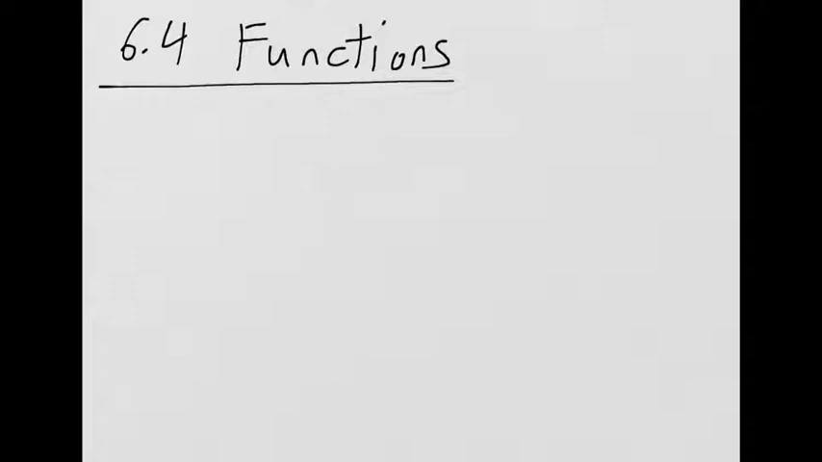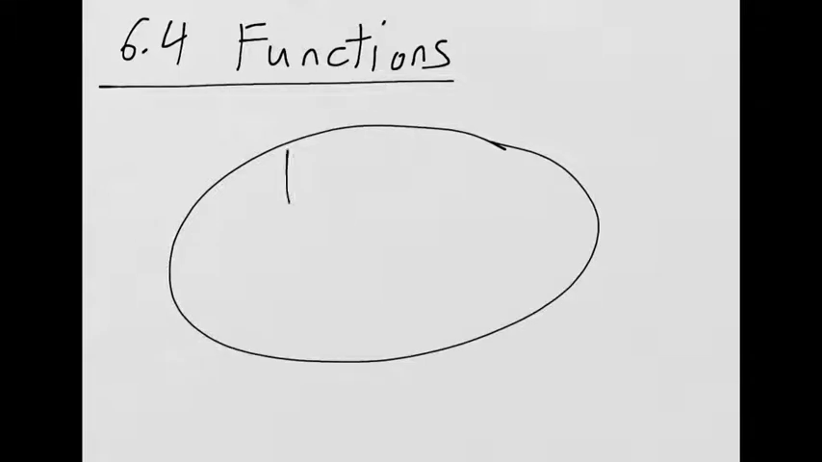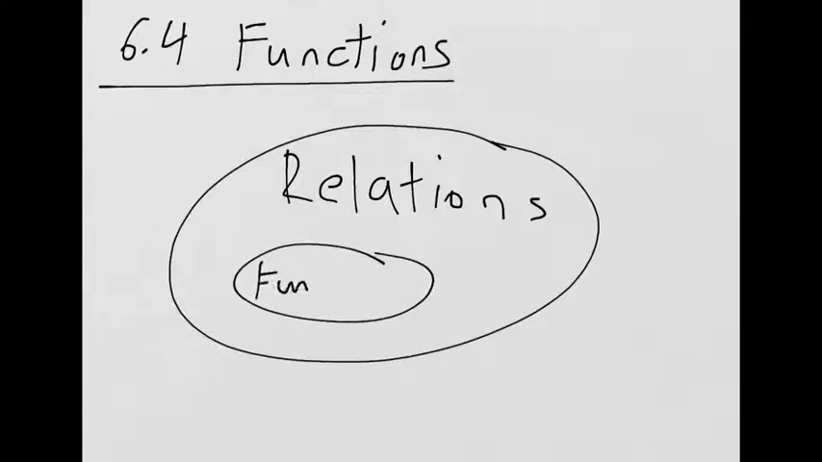But I have to be careful in describing what functions are specifically because they are not like all other relations. If you imagine this circle as the set of all possible relations in mathematics, which is a very, very large group of things, functions would be a smaller subset of that group. I draw that diagram just to let you know that there are a lot of relations that are not functions, but all functions are considered relations.